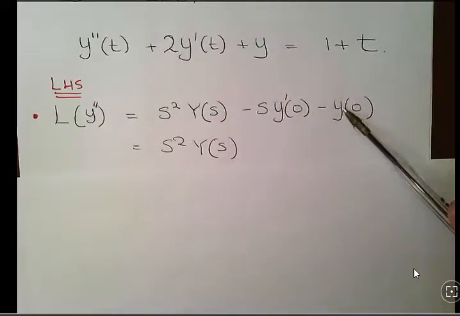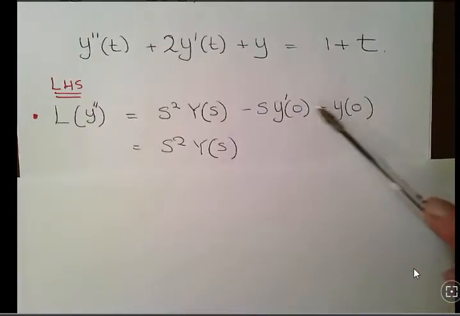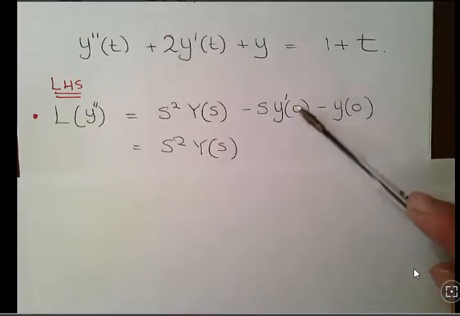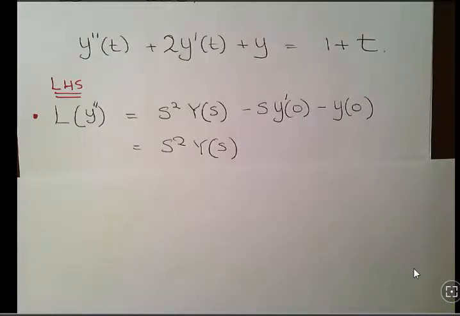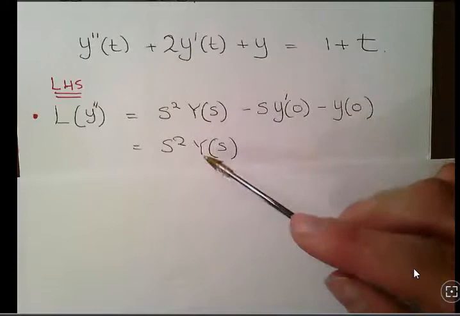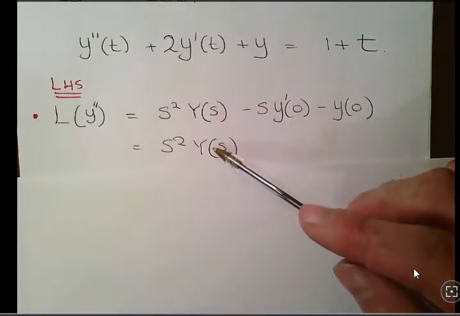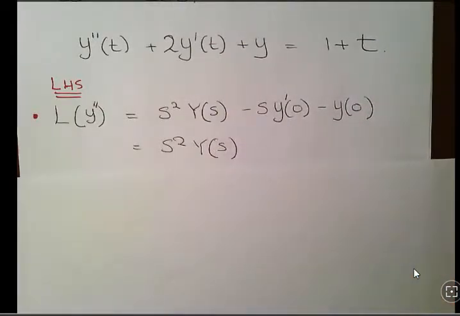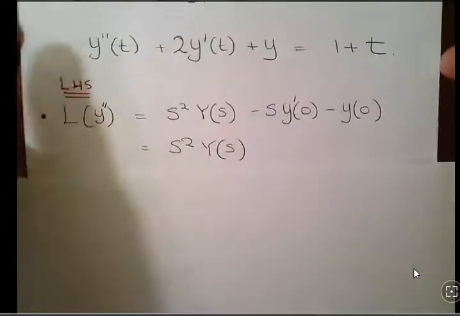Now, the boundary conditions are such that these terms cancel out because they're 0. Watch out for that because that might not always be the case. Quite often, in the easier examples, they straight away cancel out to 0. It happens to be the case here. So essentially, it just resolves to s squared times Y of s. So that's the first term.